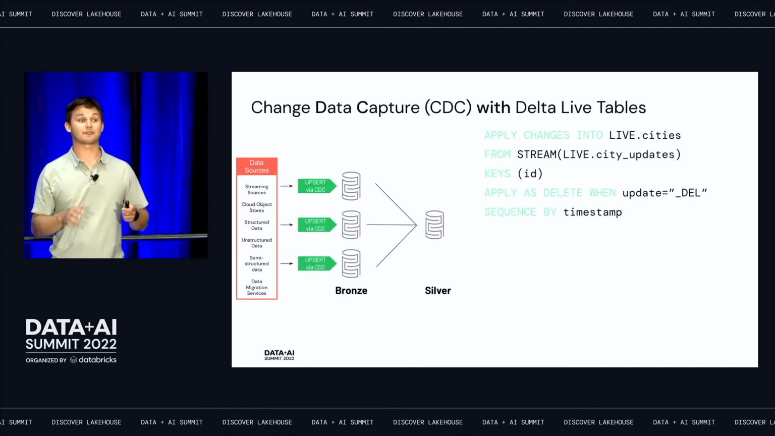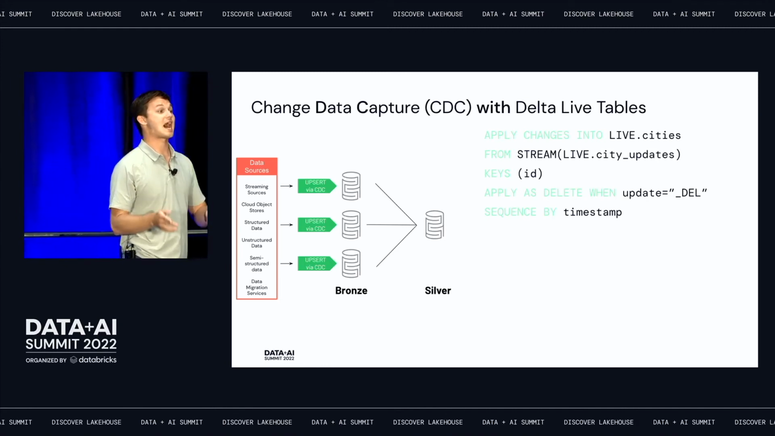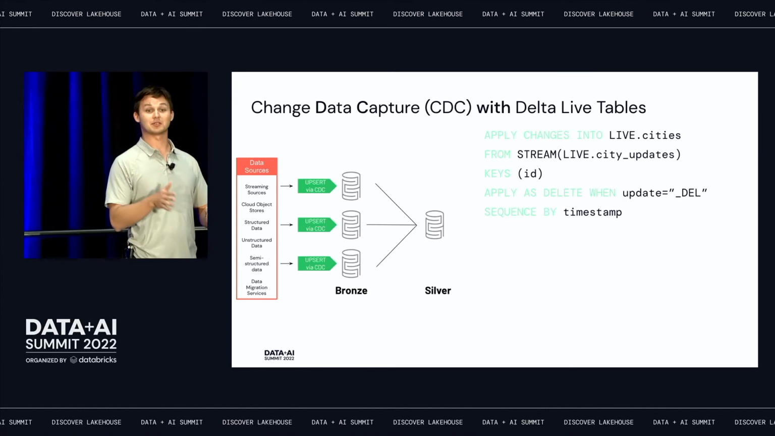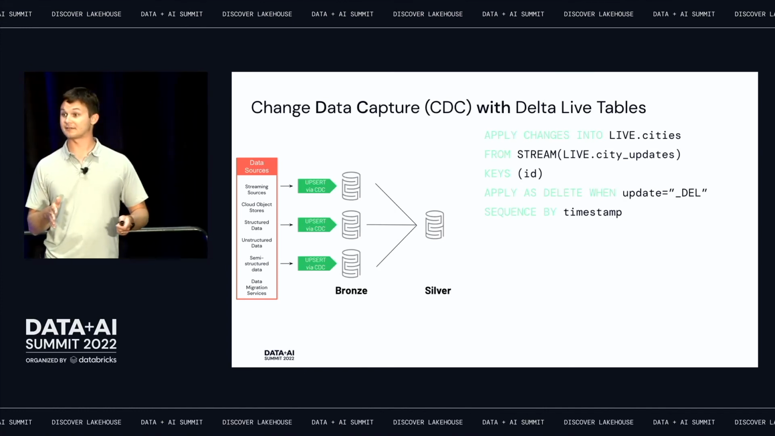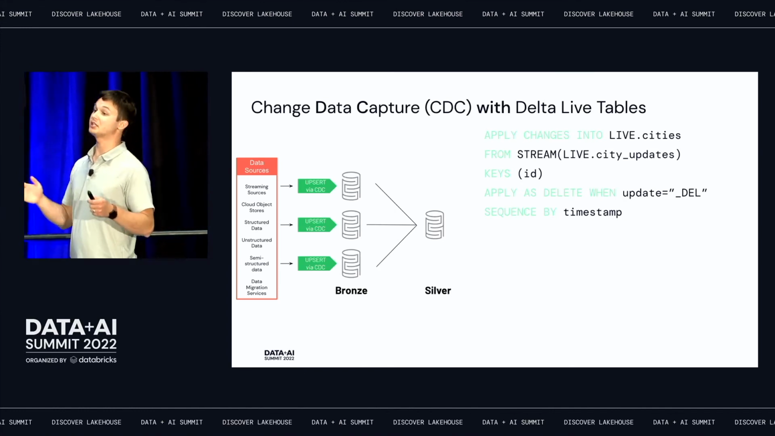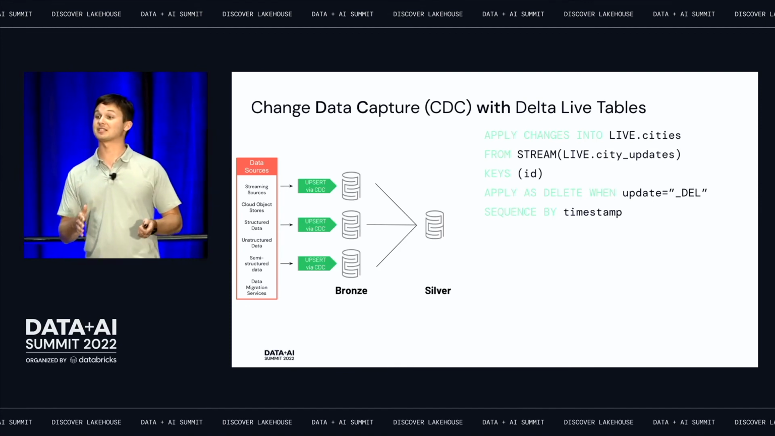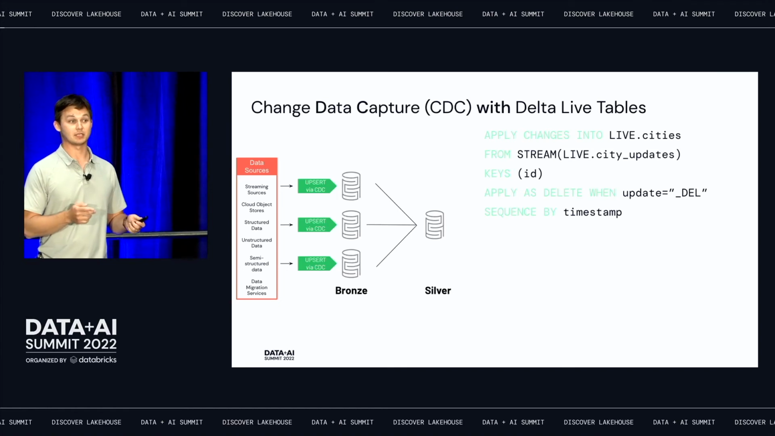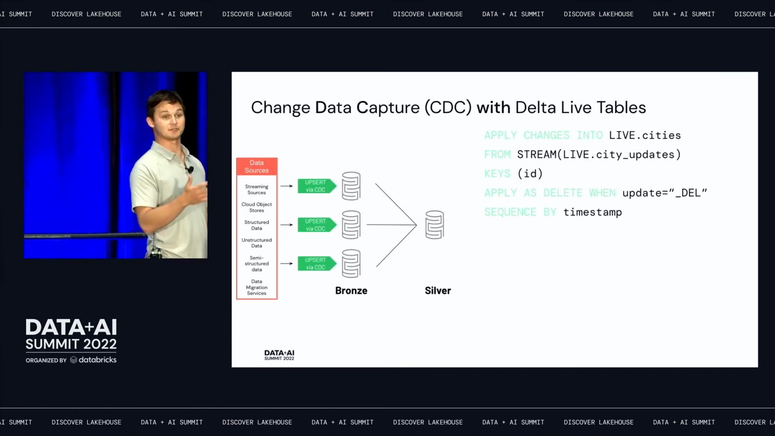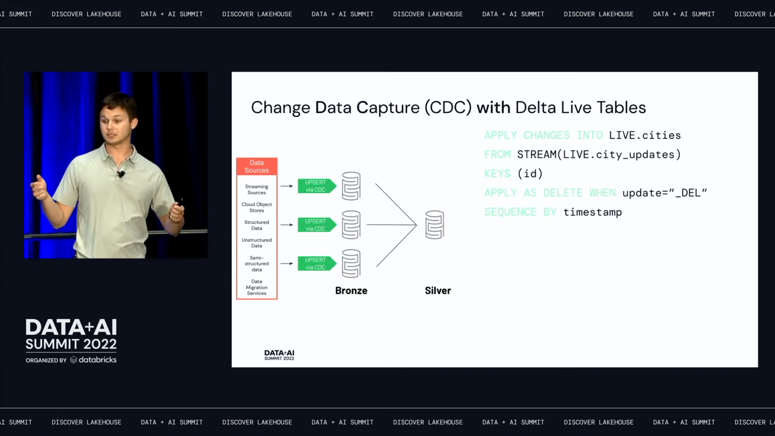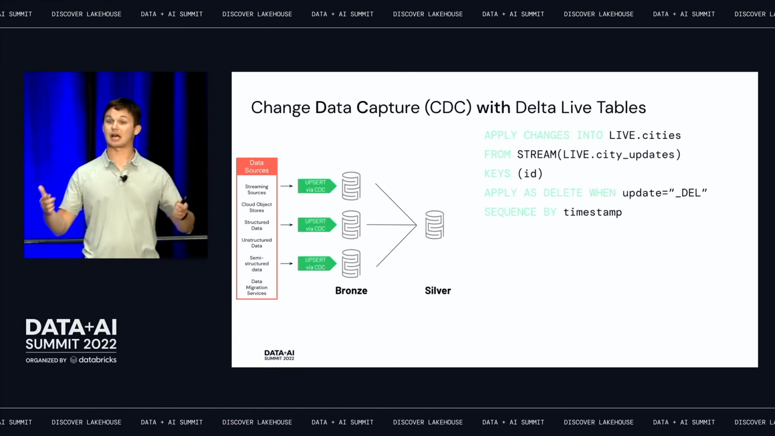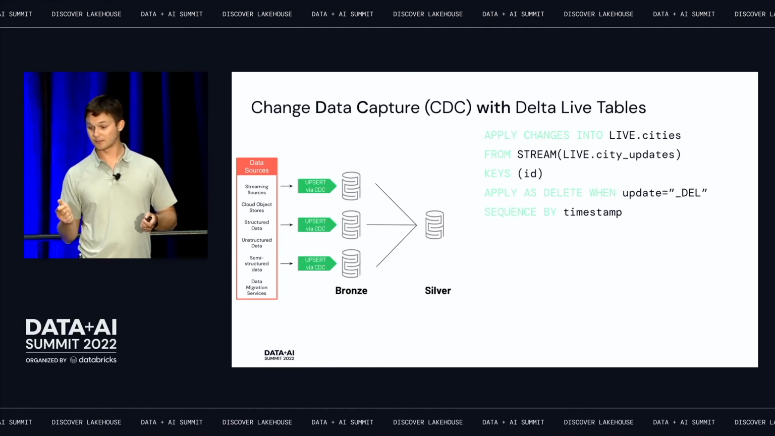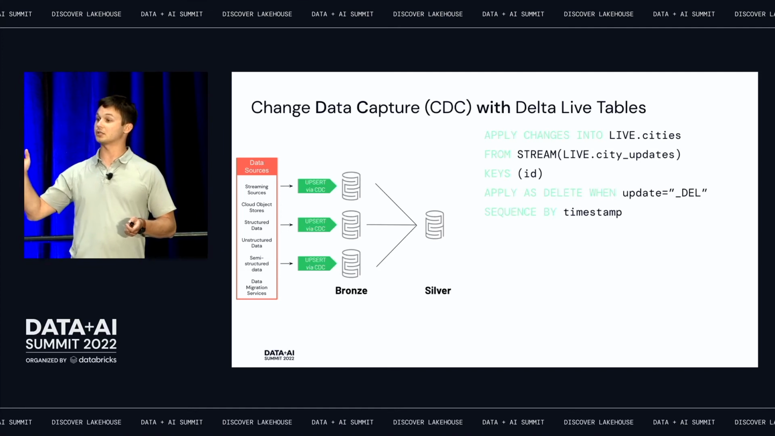I just want to clarify, because some people get confused on this, we are not replacing the Golden Gates or the Debeziums or even the Delta CDFs of the world. What we're doing is we're integrating when you already have that change data either coming from a CDC tool, or in the case of TPC-DI, TPC-DI's data generator actually gives you change data. So what DLT implements is basically a wrapper on top of the merge capabilities of Delta, and it makes it a lot easier when I want to do CDC.